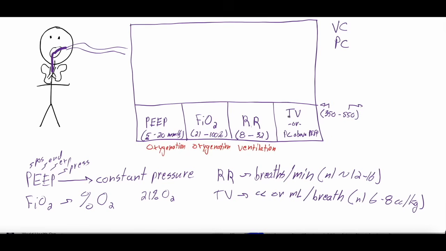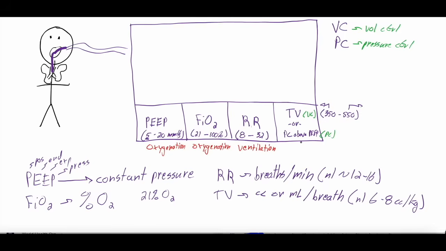And you set the tidal volume only when you're in volume control, and we've talked about this a number of times. So the two main modes of ventilation are volume control and pressure control. In volume control, you're setting a tidal volume. In pressure control, you're setting a pressure above the PEEP, because we said the PEEP is there all the time. Positive end-expiratory pressure. It's there no matter what.